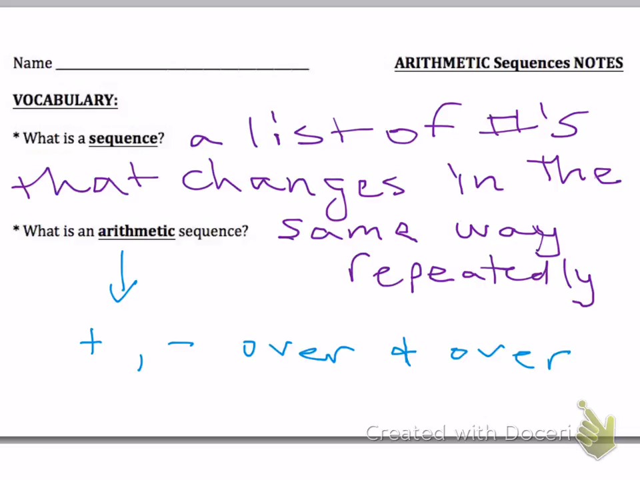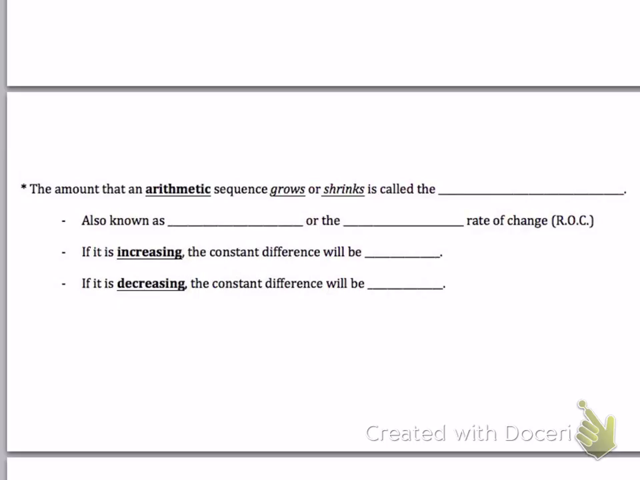In the next couple of days, you're going to also learn about geometric sequences, which change by multiplying or dividing. So the amount that an arithmetic sequence grows or shrinks is called the common difference.